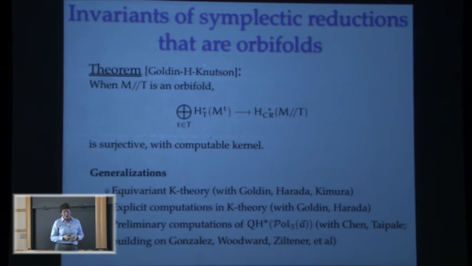And with Linda Chen and Kaisa Taipale, I've been trying to understand, or this semester I am trying to understand, what the quantum cohomology of these polygon spaces should be. At least in some nice cases, these are Fano varieties. So these are the kinds of generalizations.